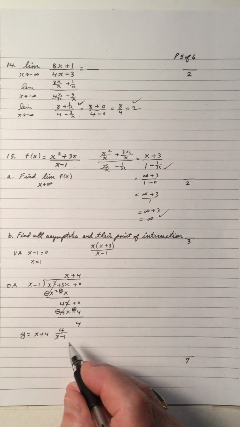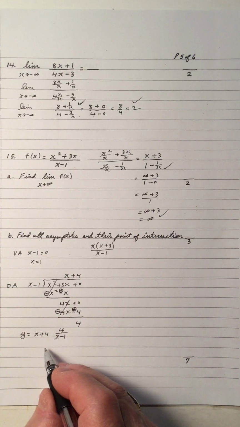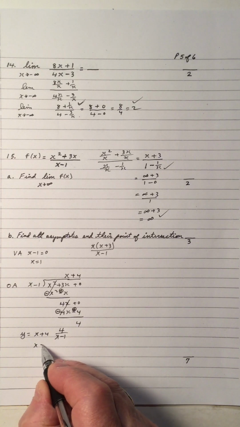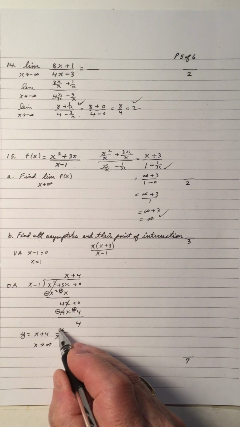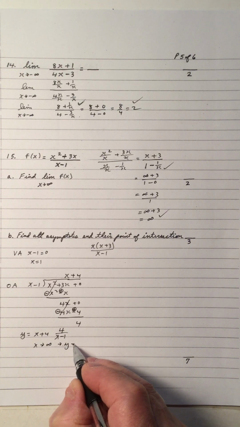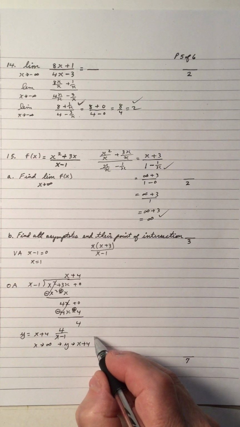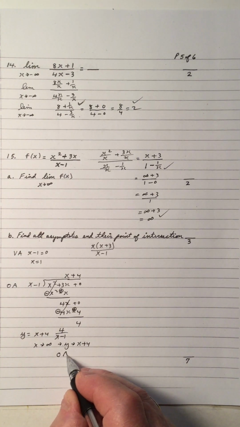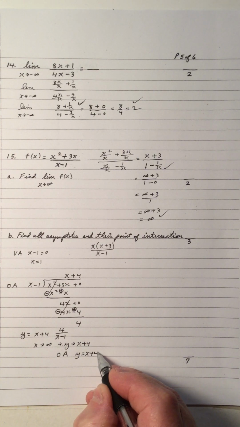Now, what happens here for your oblique asymptote is that x goes to infinity. That means that this fraction goes to 0. So we have y approaching x plus 4. So your oblique asymptote is y equals x plus 4.